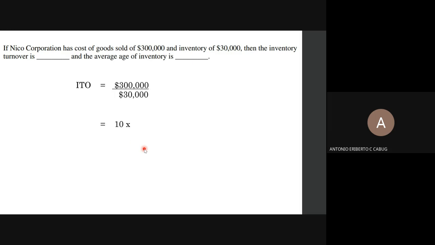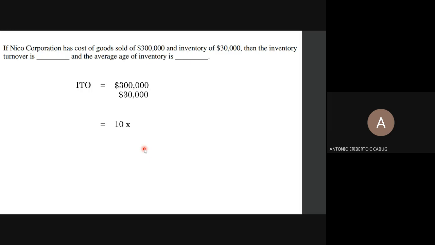Anong ibig sabihin yan? Imagine nyo may inventory kayo, no? Magkano ang inventory nyo? Yung inventory nyo, 30,000. Okay? Sa isang taon, yung COGS mo, 300. In a year, your COGS is 300. Meaning to say, yung inventory mo na 30,000, 10 beses mo na paikot. You're able to turn it around 10 times. Yun yung ibig sabihin ng inventory turnover.